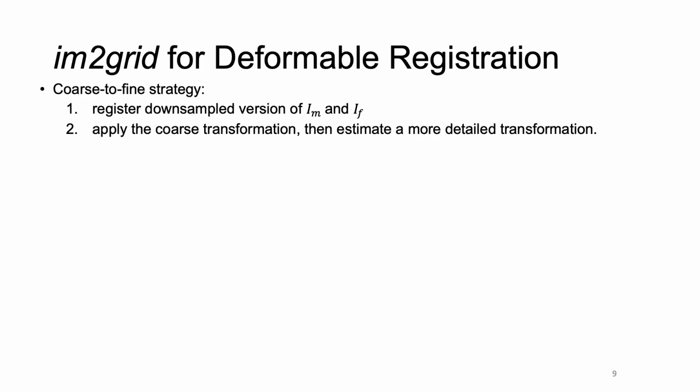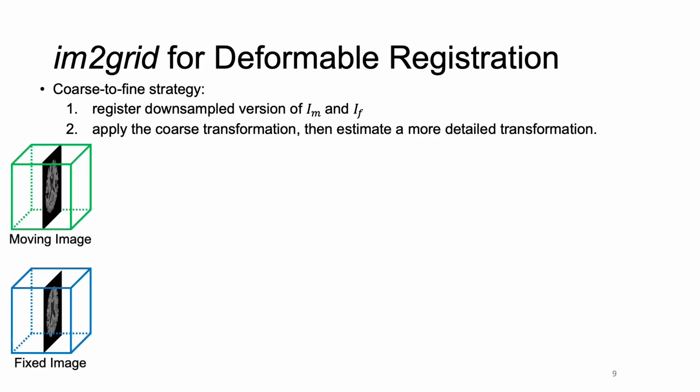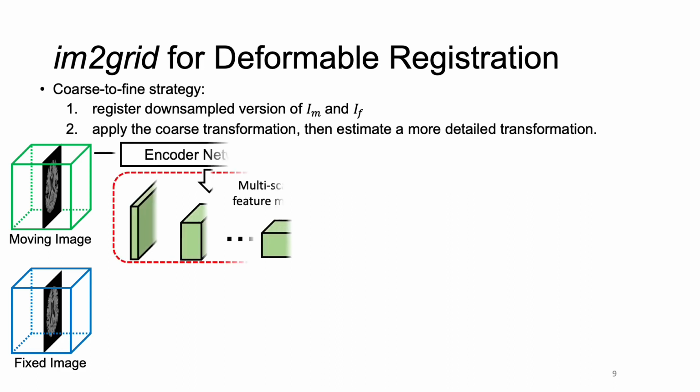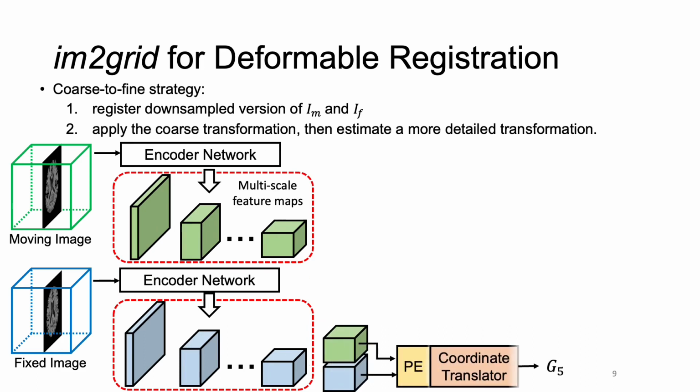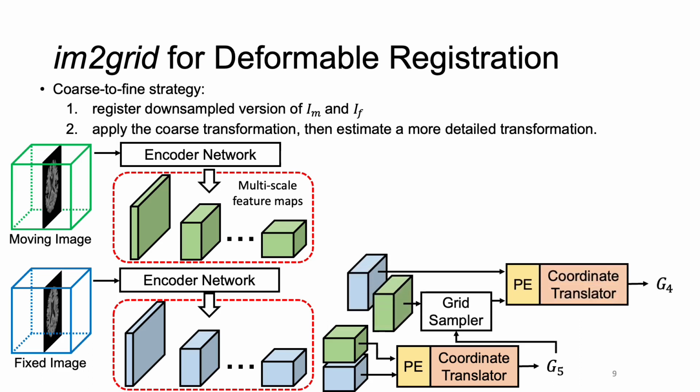a finer scale. From the fixed and moving images shown on the left, we use an encoder network that is similar to the encoder used in UNet to extract multi-scale feature maps from both images individually. Then we start from the feature maps with the lowest resolution and use a coordinate translator to produce a sampling grid. This coarse sampling grid is then used to warp the moving feature maps at a finer scale and produce a second and more detailed sampling grid.